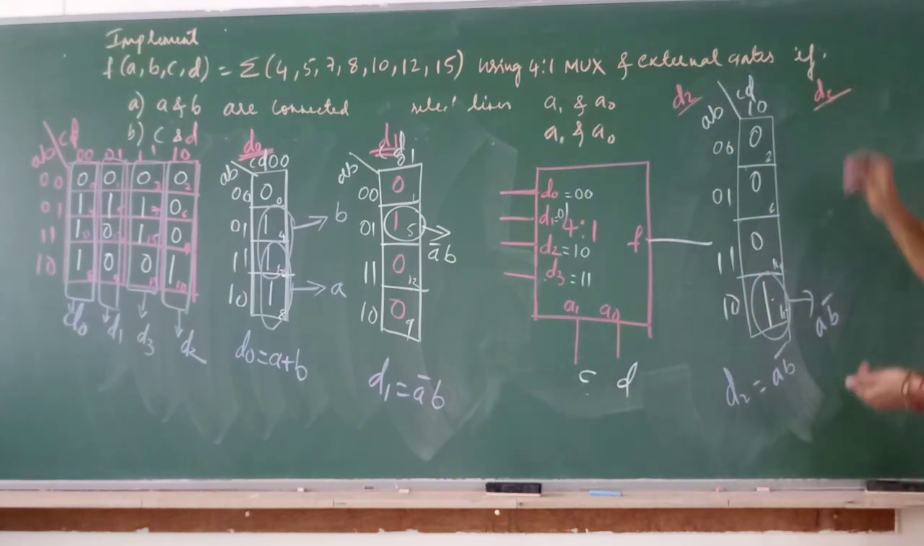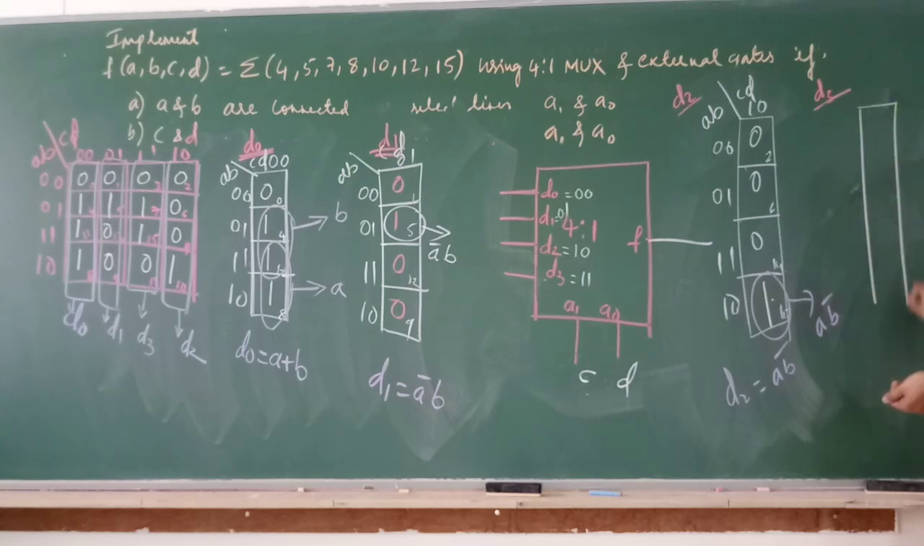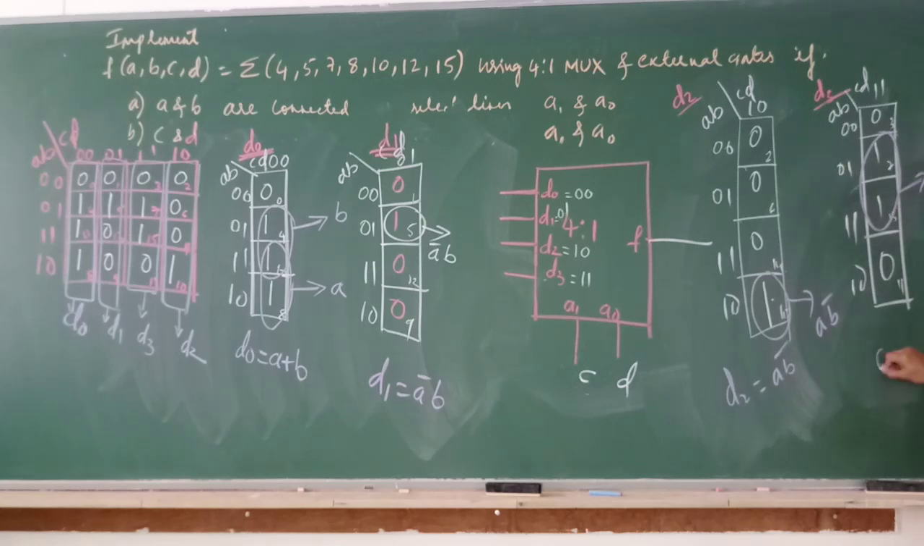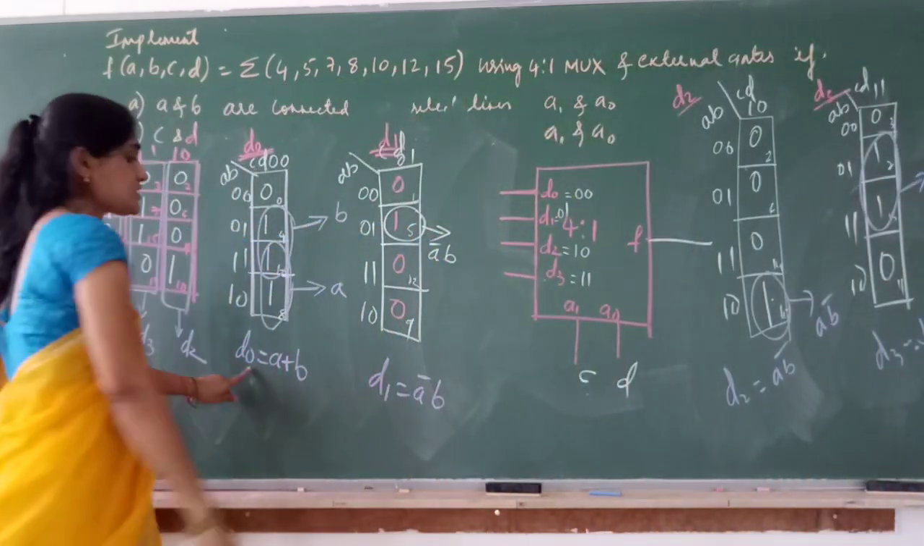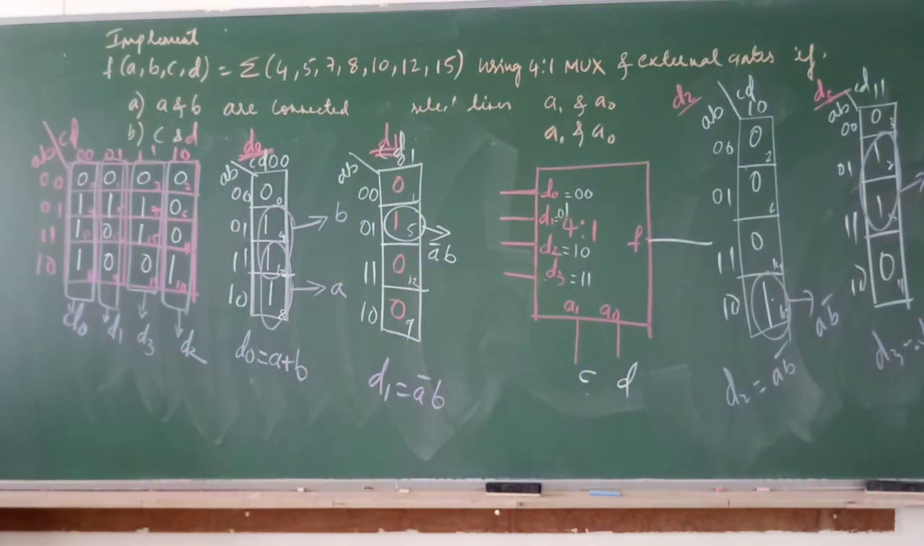Solve for D3. Again I write the K-map only for D3. Okay, A, B, C, D. CD is taking 1, 1. 0, 0, 0, 1, 1, 0, 1, 1. So it is 0, 1, 1, 0, 0, 1, 1, 0. Cell numbers are 3, 7, 15, 11. Now group the cells. 7 and 15 are adjacent, correct? So what is the equation I get? B. So D3 is equal to B. So what is D0? A plus B. D1 is A bar B. D2 is A B bar. D3 is B.